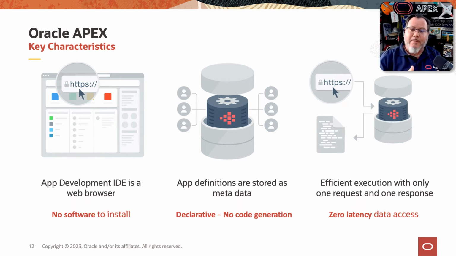And further, Apex is not a middle tier technology. Apex itself is inside an Oracle database, which gives efficient execution with only one request and one response. Sometimes, obviously, there's going to be some churn on the database side, doing queries, compiling data, and then returning it to the browser. But this ultimately leads us to zero latency data access when the data is local. But the data does not have to be local and is still extremely fast, even with remote data.